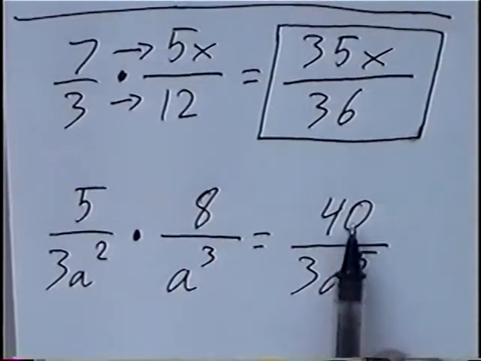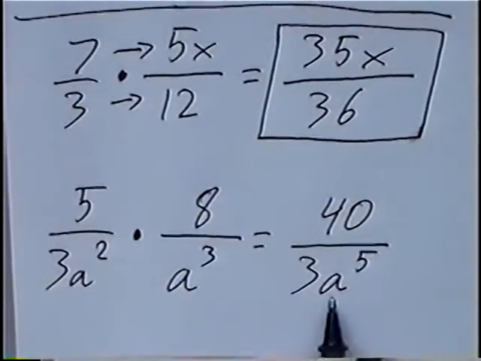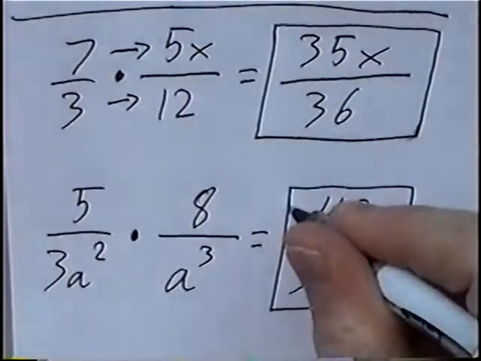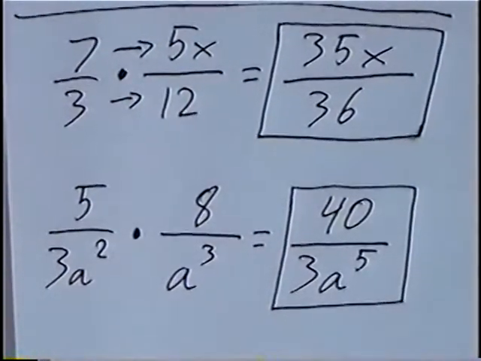Again, checking to reduce fractions. 40 and 3 does not reduce. We only have a single a to the fifth. So our final answer is 40/3a to the fifth.